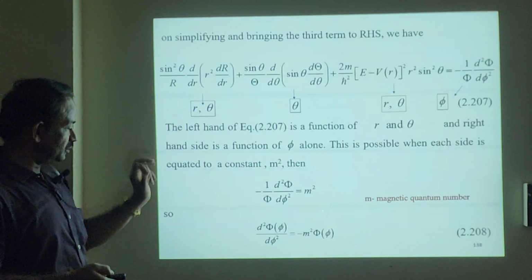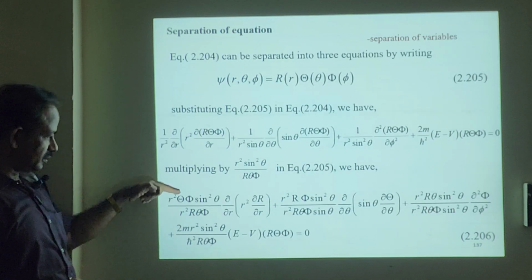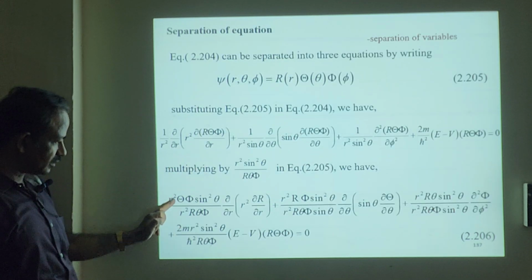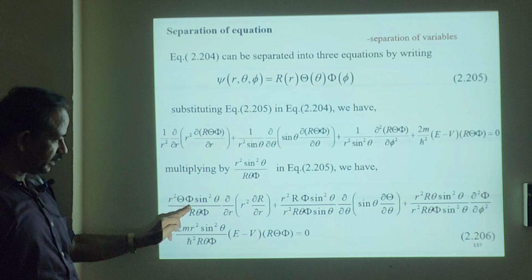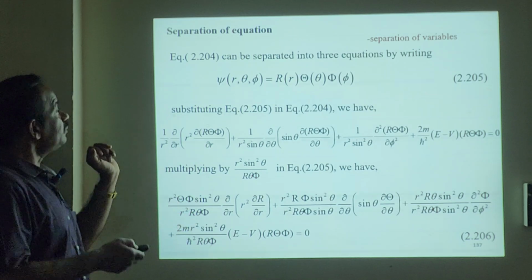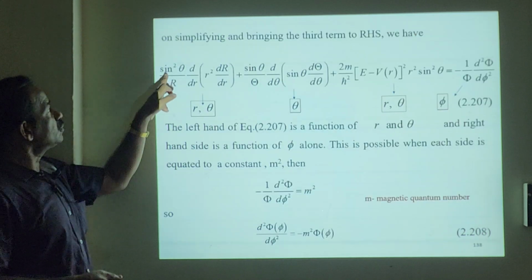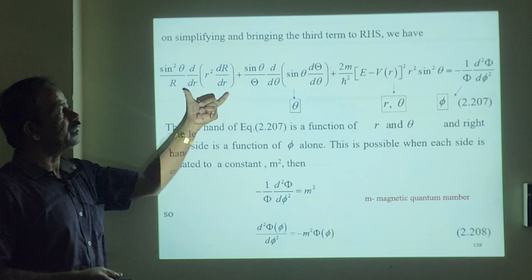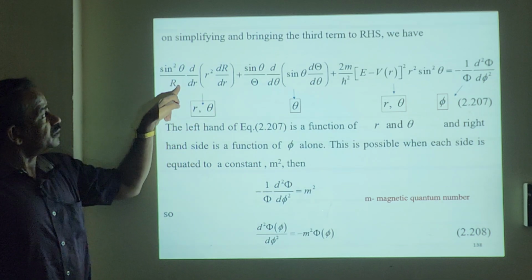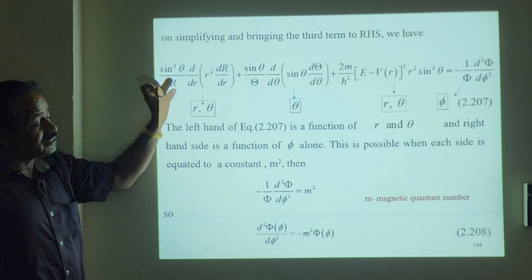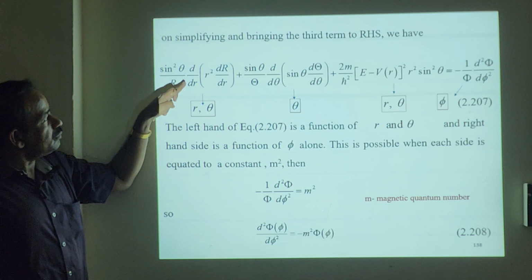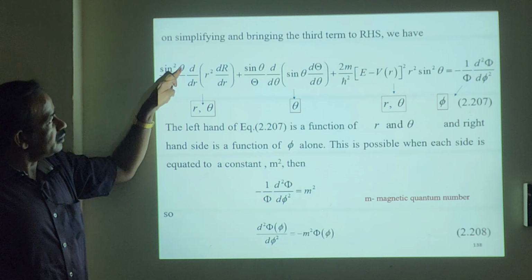So as I said, we have the first one, sin squared theta. The r squared will get cancelled, and Theta Phi will get cancelled. You will have 1 by R, so sin squared theta by R, d by dr. Now look at the first equation. The first expression in the equation depends on r, and it depends on theta.